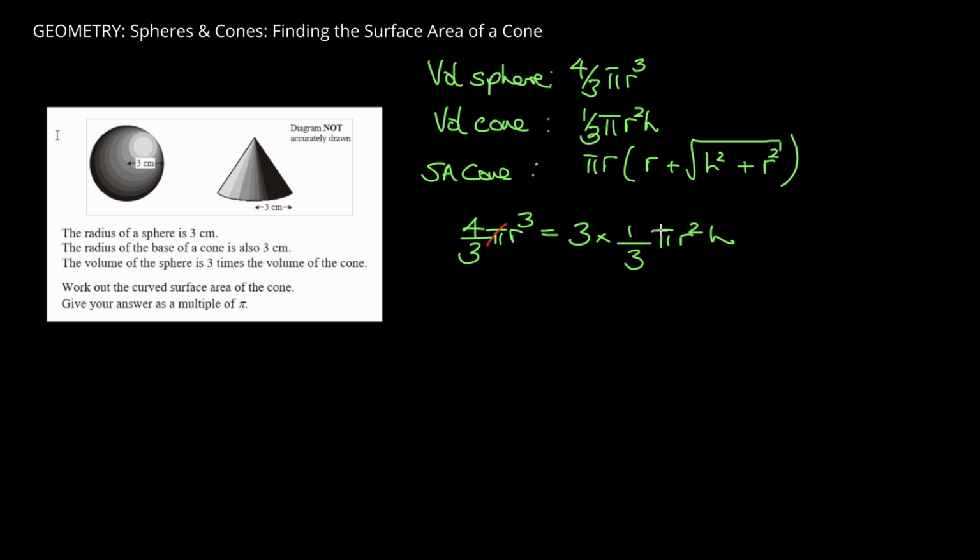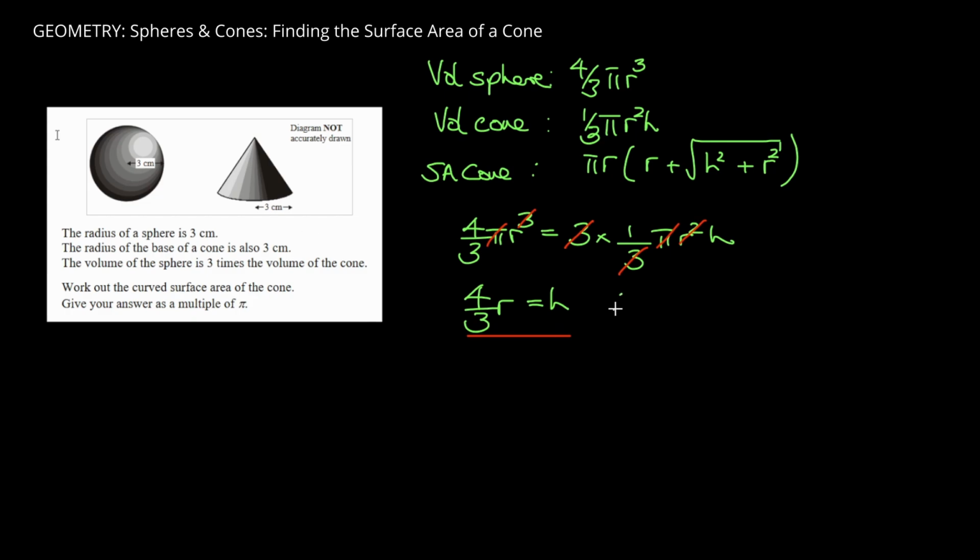So first of all, the pi's cancel. This 3 cancels with that 3. And the r squared here will cancel with r cubed, leaving just r. So what am I left with after that carnage? I've got that 4/3 r, that's all on the left-hand side, is equal to h. That's exactly what I want, an expression for h in terms of r.